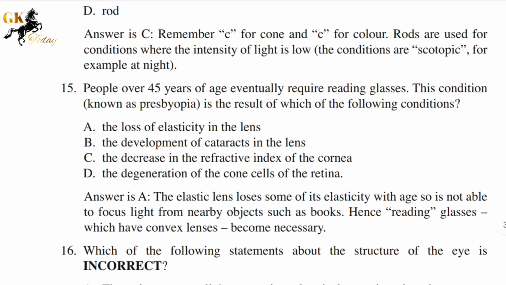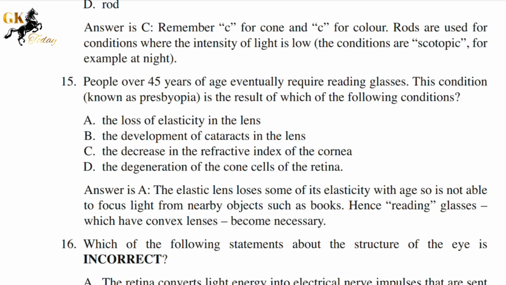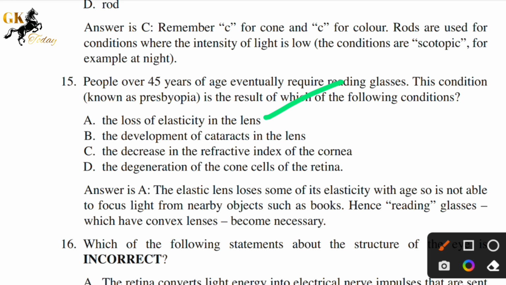People over 45 years of age eventually require reading glasses. This condition is the result of which of the following conditions? Same is a repeated question. Loss of elasticity in the lens. Presbyopia, already seen. Loss of elasticity in the lens.